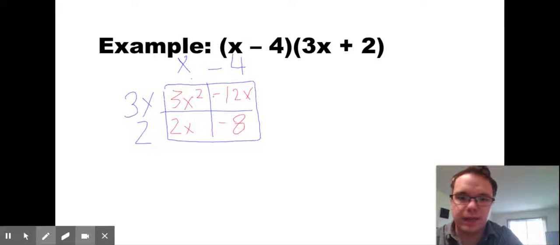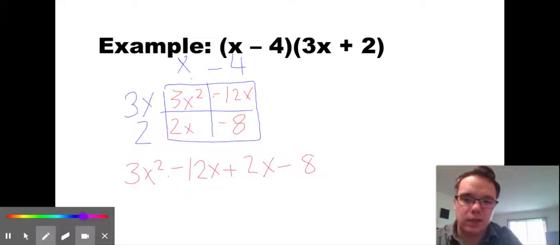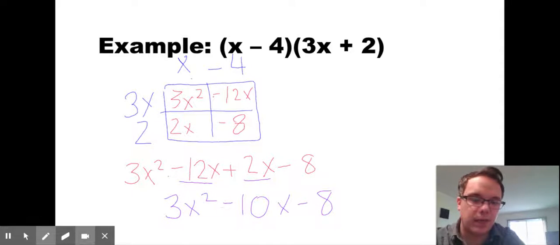So our third step then said to write out our product. So our product is 3x squared minus 12x plus 2x minus 8. So I'm just writing out the terms we had from our box, and then we just have to combine like terms. And our only like terms here are negative 12x and 2x. So our answer, our product, will be 3x squared. And negative 12x plus 2x is negative 10x minus 8.